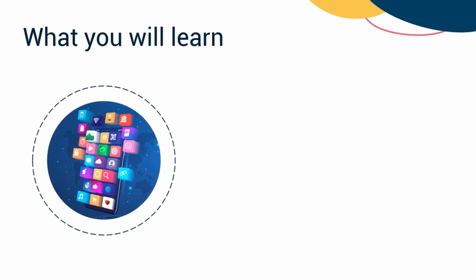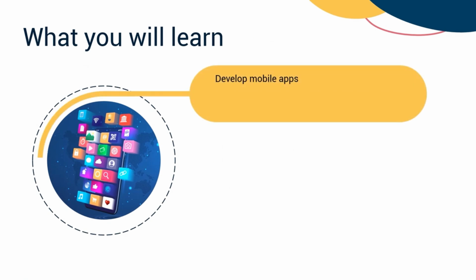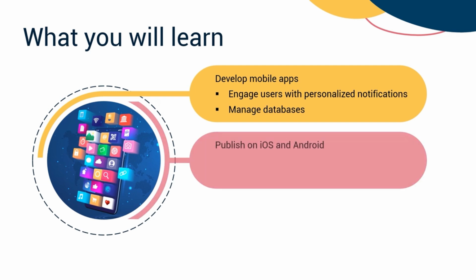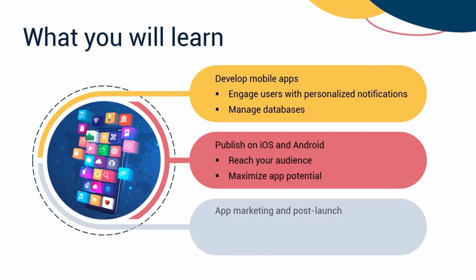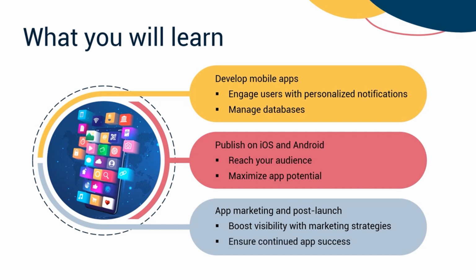In this course, you will learn how to develop mobile applications that engage users through personalized notifications and efficient data management using embedded databases like SQLite and cloud-based databases like Firebase. You'll discover why publishing your app on iOS and Android platforms is critical in reaching users and ensuring your app's success. Additionally, you'll explore mobile app marketing strategies and gain insights into how to support your app after launch to keep it performing well and engaging users.